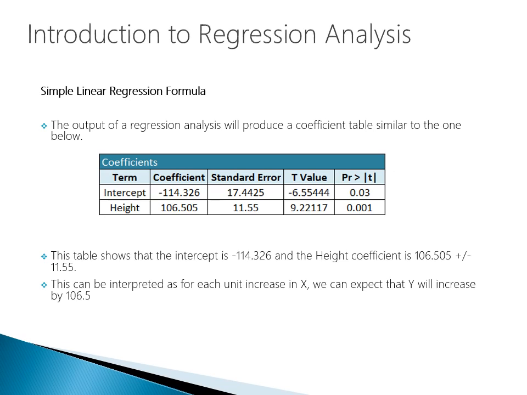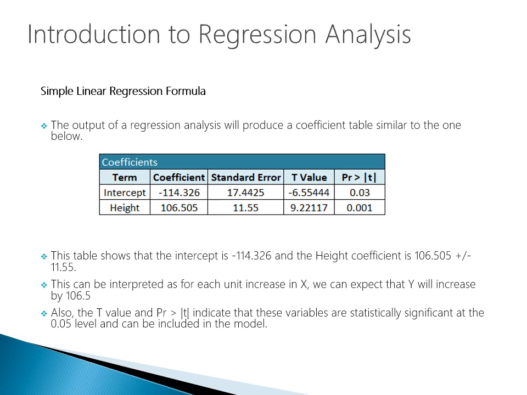The way to interpret this is that for each unit increase in x, we can expect that y will increase by 106.5. Also, the t-value and the probability indicate that these variables are statistically significant at the 0.05 level and can be included in the model. So we want lower p-values. So anything that is 0.05 or less generally is considered to be statistically significant.